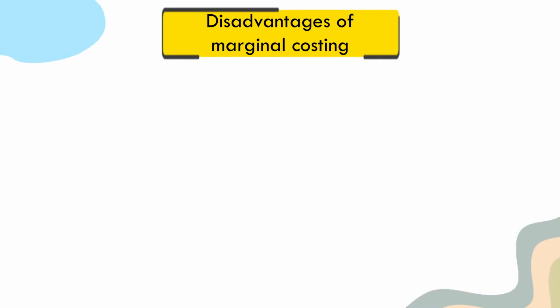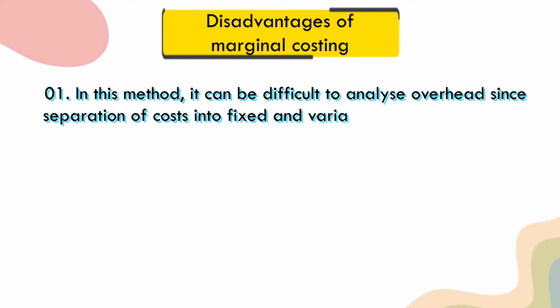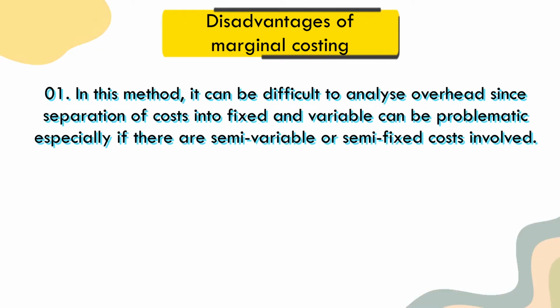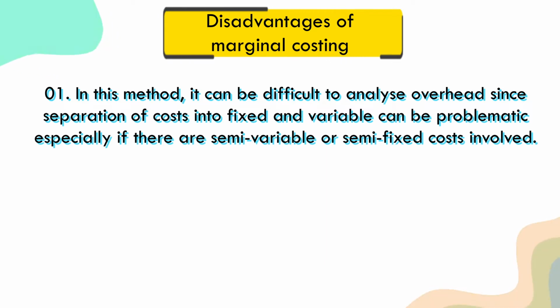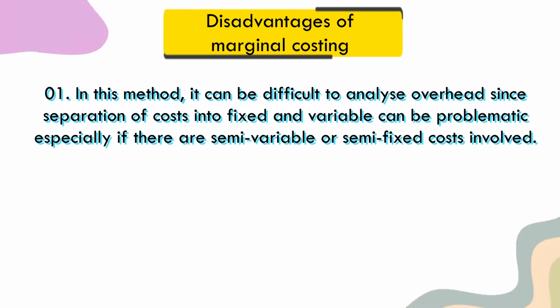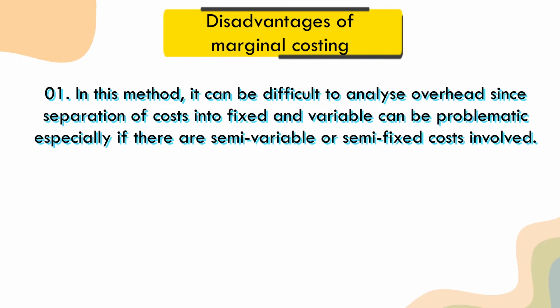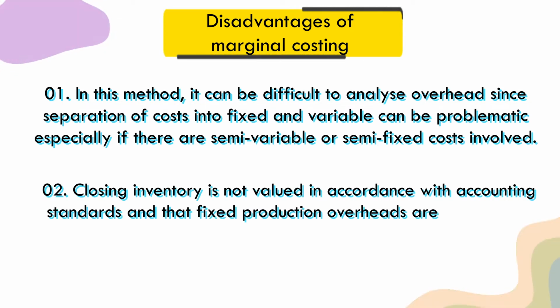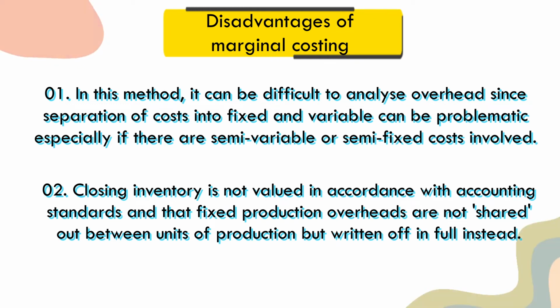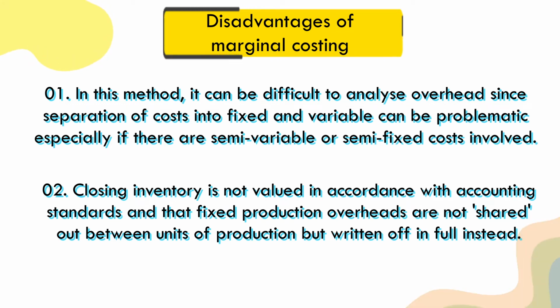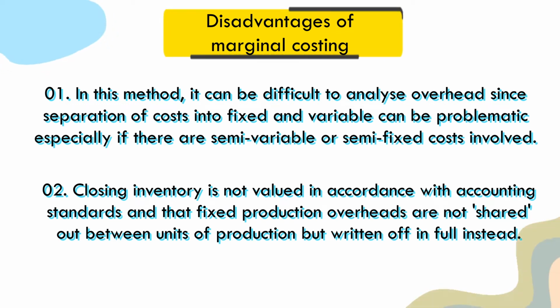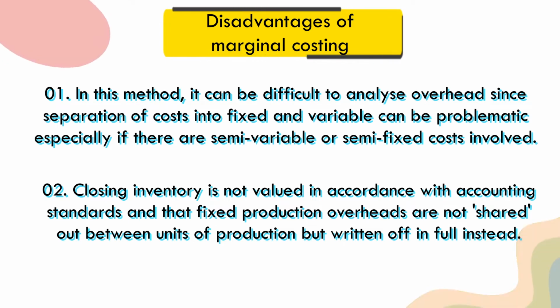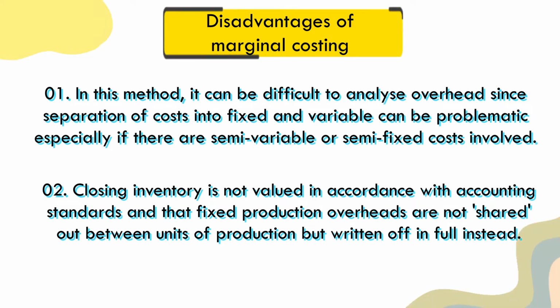Disadvantages of marginal costing. In this method, it can be difficult to analyze overheads since separation of costs into fixed and variable can be problematic, especially if there are semi-variable or semi-fixed costs involved. Secondly, closing inventory is not valued in accordance with accounting standards, and fixed production overheads are not shared out between the units of production, but instead they are written off in full.